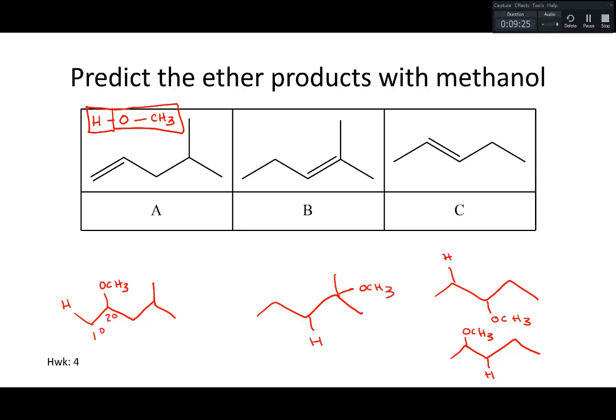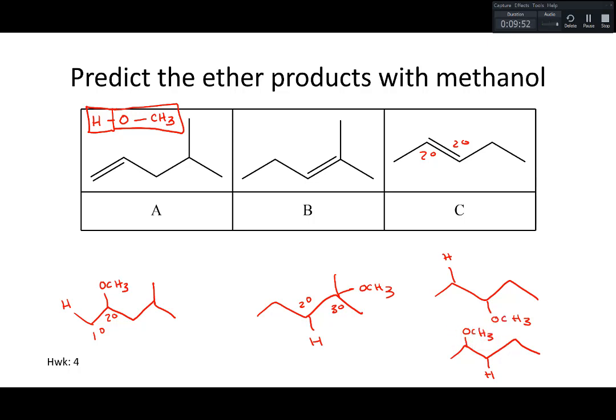Same analysis going on here. This is a secondary versus a tertiary. So the less substituted side gets the hydrogen, and the more substituted side gets the OCH3. And because these are both secondary, I get two products out of this of approximately equal concentration. In one product, the OCH3 is in the middle, and in the other product, the OCH3 is on the second carbon.